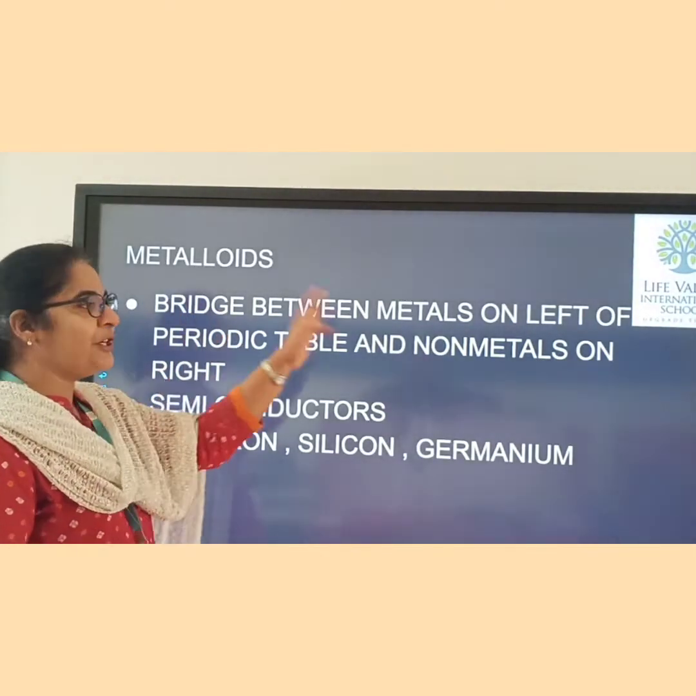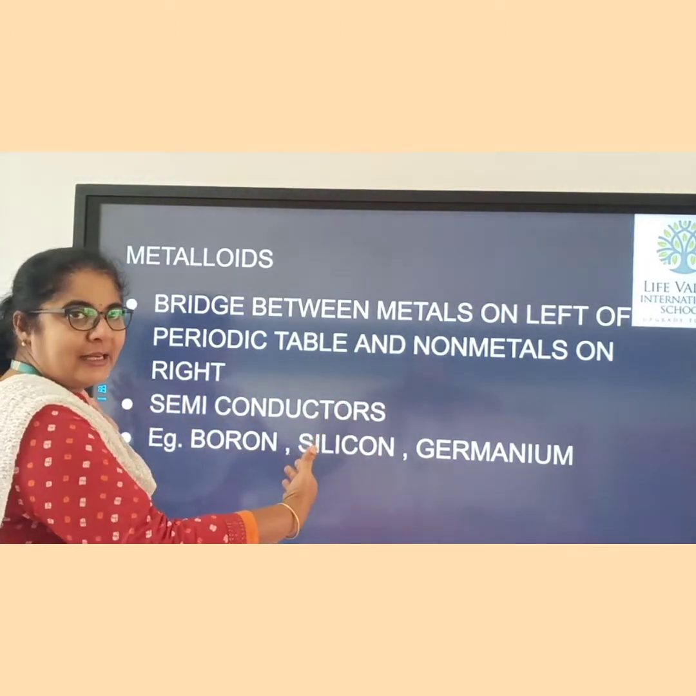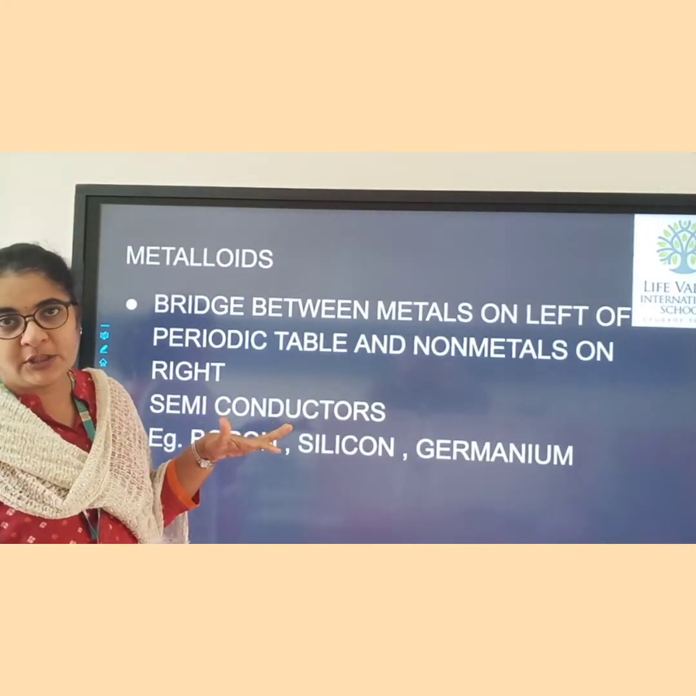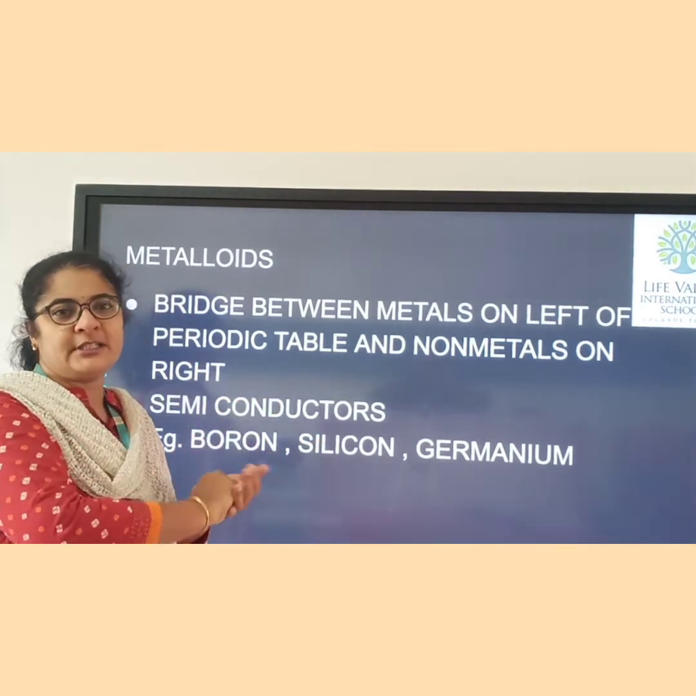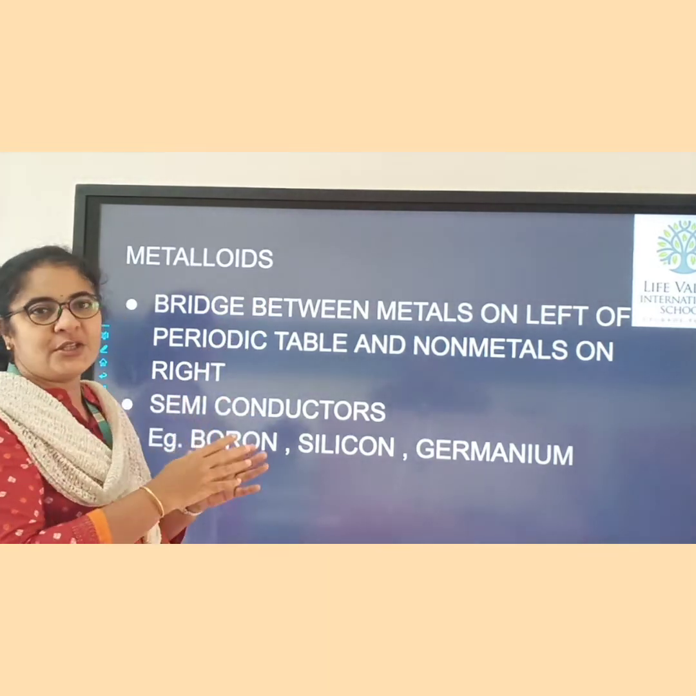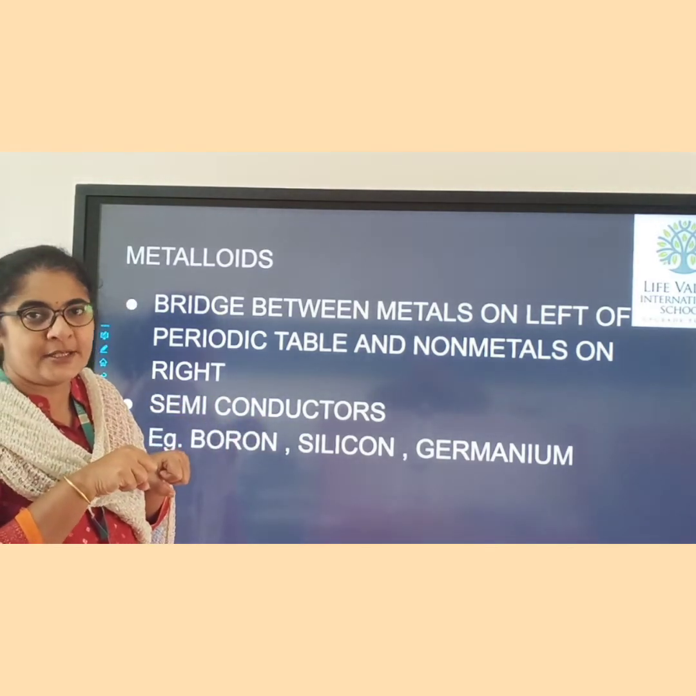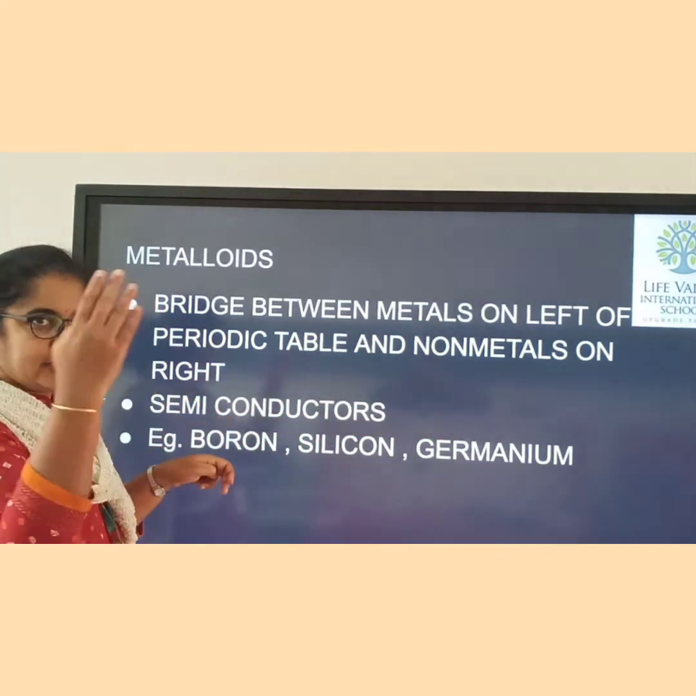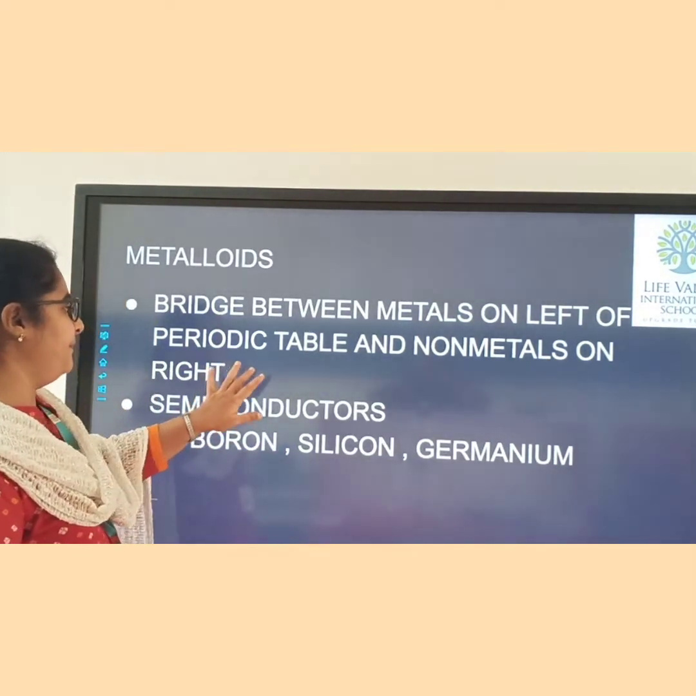Metalloids, as I told you, is a bridge between metals and non-metals. They are found between the metals on the left side and the non-metals on the right side. They are semiconductors. What is semi? Semi is half. Now when you put a little impurity into these metalloids, they become superconductors. By nature they are slow learners. They always take a back seat, so you need somebody to kick them, then they become conductors. Very simple. I think most of you can relate to what I am saying. Examples are boron, silicon, and germanium.